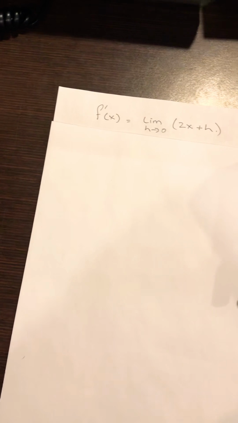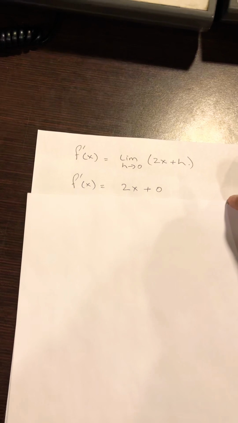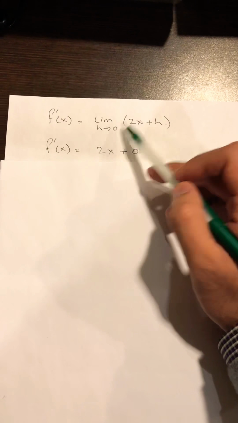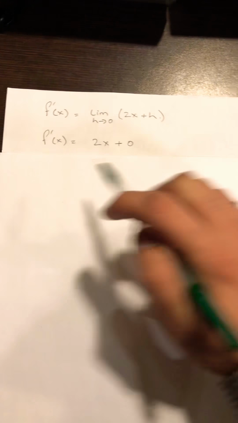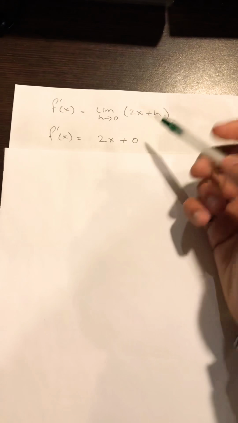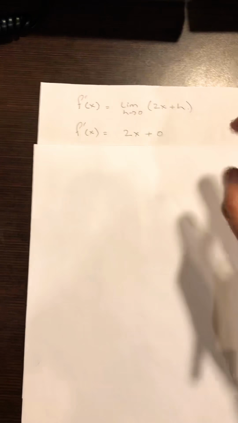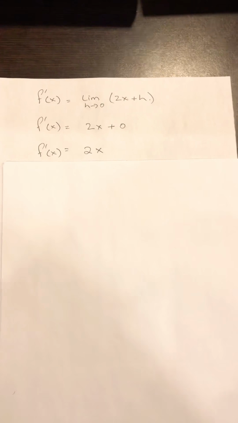Now what we could do is take this limit and apply it within the function. Once we apply it, we basically just substitute the 0 wherever we have h terms. So now we're left with the derivative, f prime of x is equal to 2x plus 0. Normally the 0 means it's the constant, but in this situation we don't write the constant if it's a 0 term.